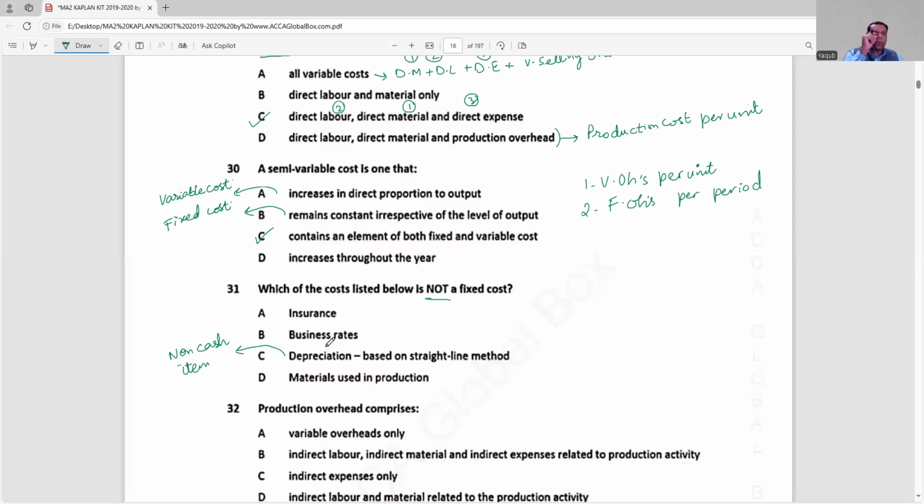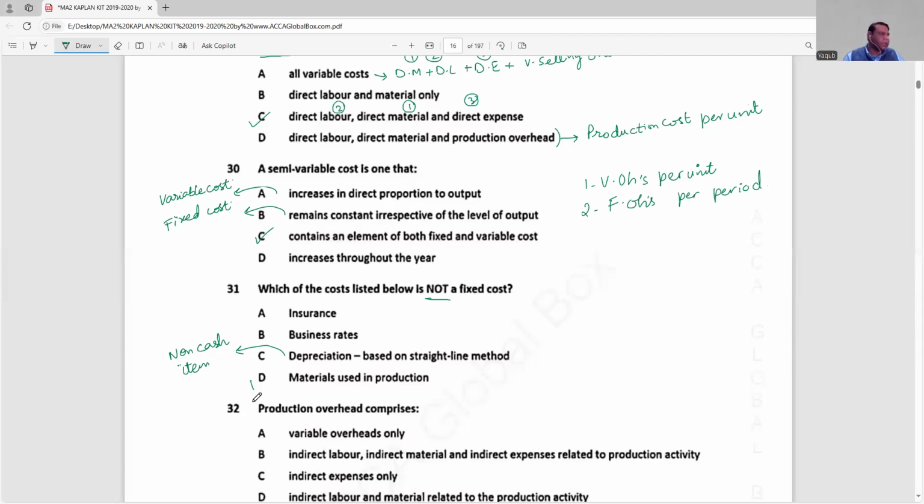Depreciation is basically what? It is the reduction in the value of a non-current asset, like your mobile phone, your machinery, or your vehicle. So reduction in the value of these non-current assets, either due to usage or due to obsolescence, is called what? It is called depreciation.